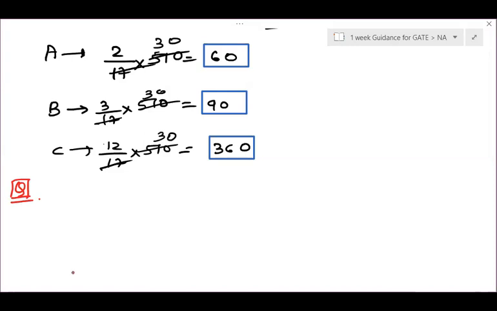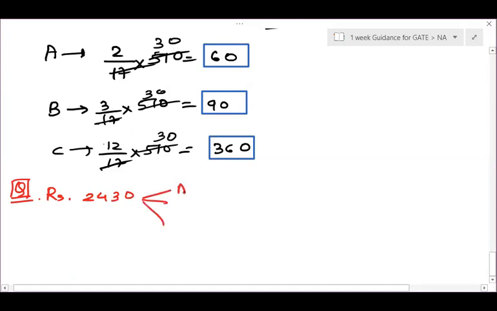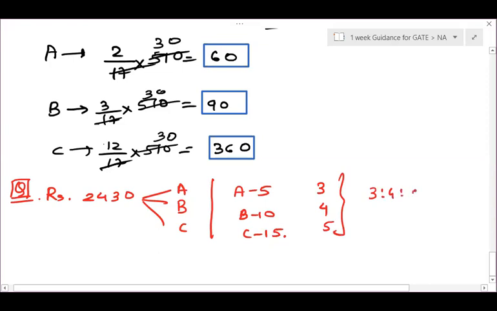Chalo, an amount of rupees 2430 is divided amongst A, B and C. It says that if their shares are reduced by rupees 5, 10 and 15, the remaining shares will be in the ratio 3:4:5. Then what was B's original share? You have to find B's share.